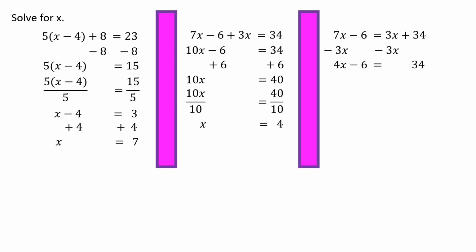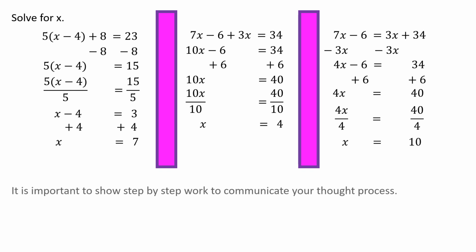Now it's a matter of, hey, let's add 6. If you add 6 on one side, you got to add 6 on the other side. 4x is 40. Opposite of multiplying by 4 will be dividing by 4. 40 divided by 4, 10. Woohoo!